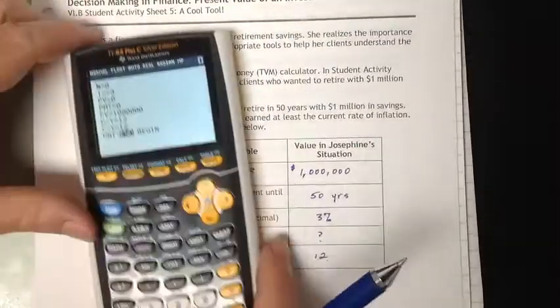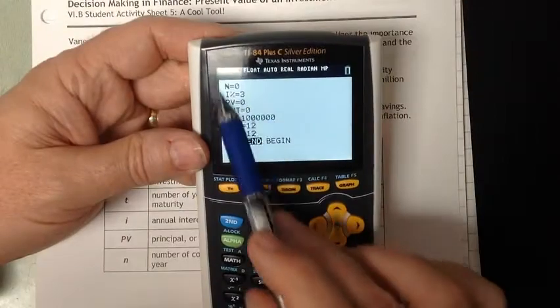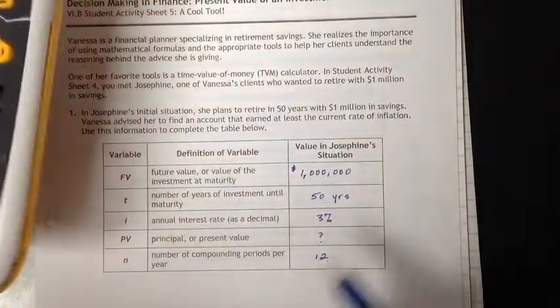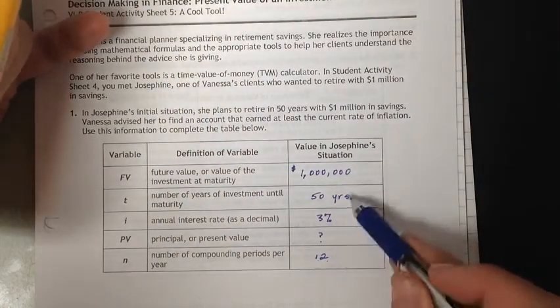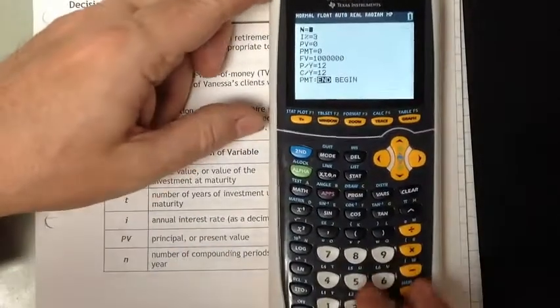So for N, capital N is the number of compoundings we're going to do over the whole lifetime, which is going to be little n times little t, 12 times 50. And you can actually type it in that way.